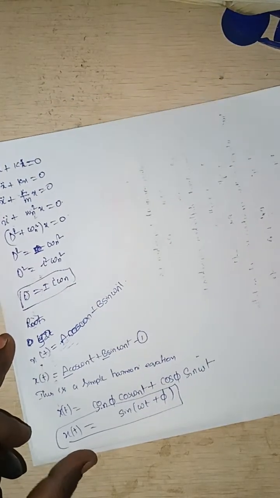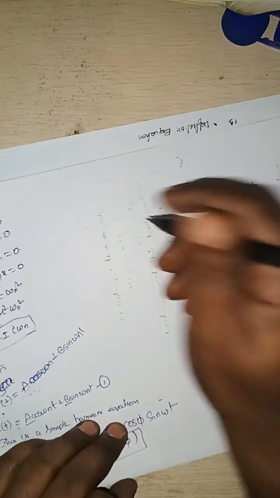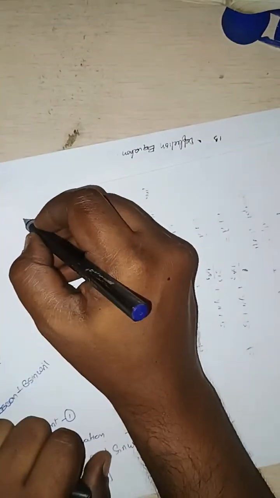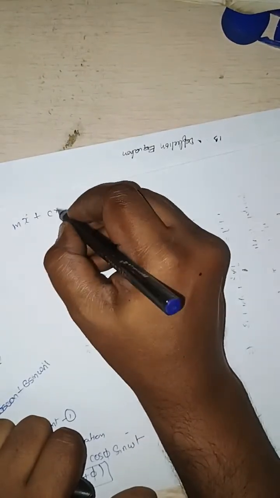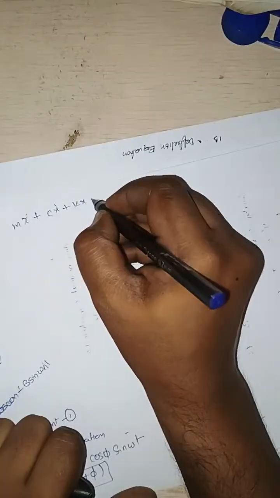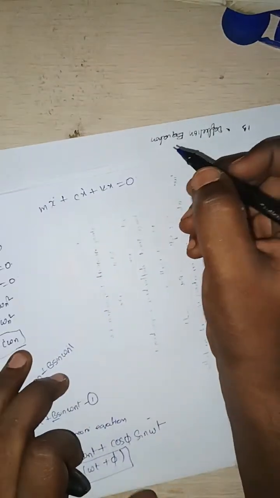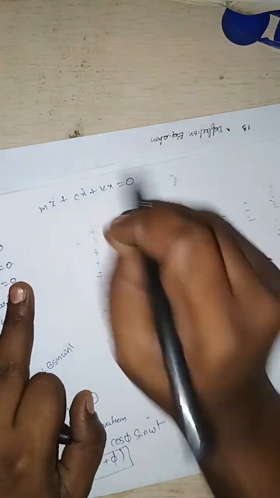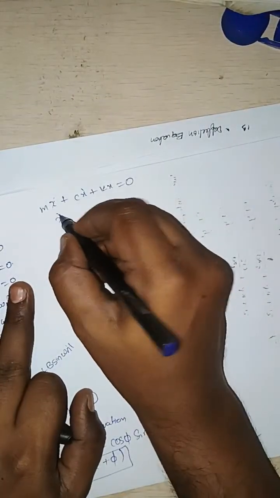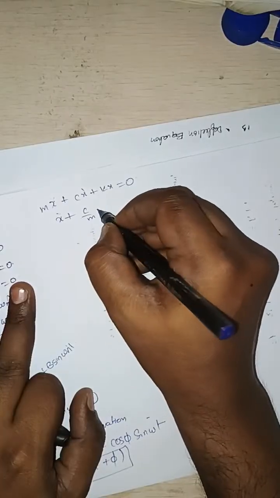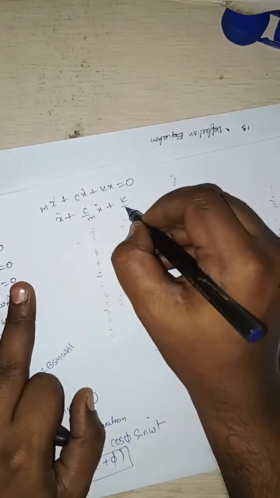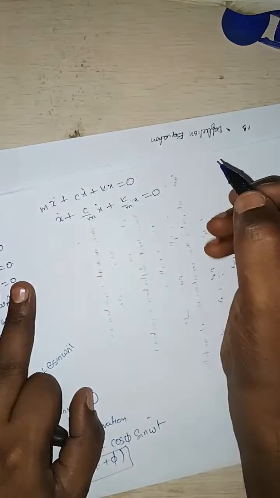Yeah, let's go. Let's solve some more problems in another way. Now we are solving m x double dot plus c x dot plus k x equal to 0. In this case, what happens is that we divide it by m: x double dot plus c by m x dot plus k by m x is equal to 0.